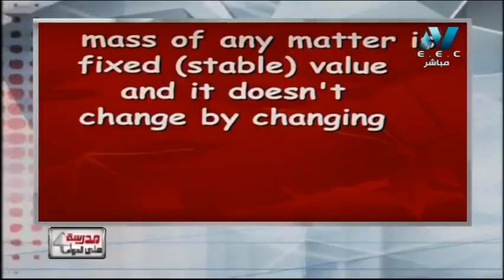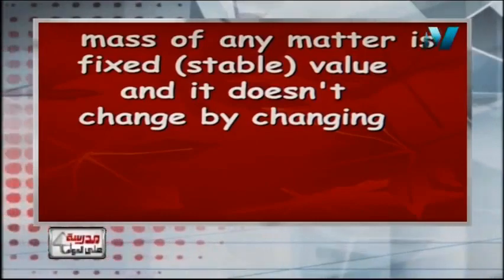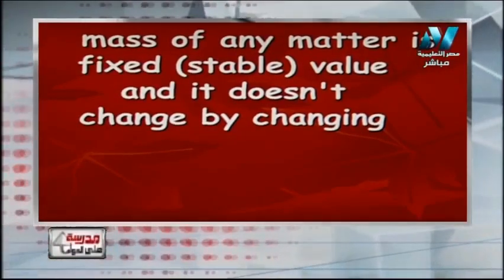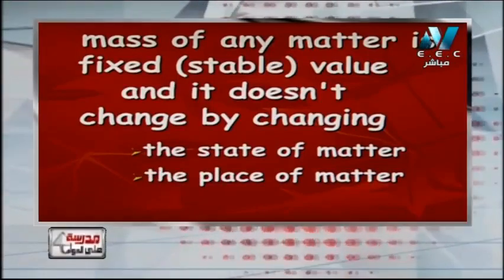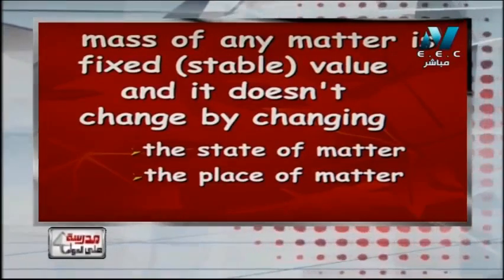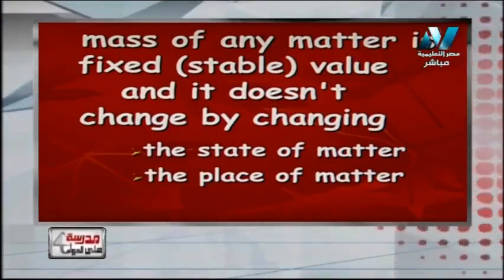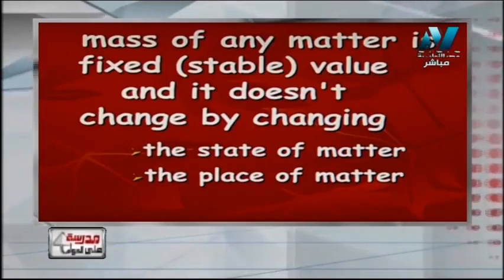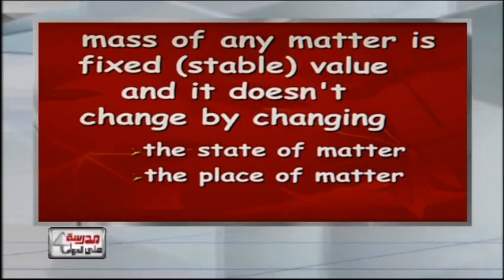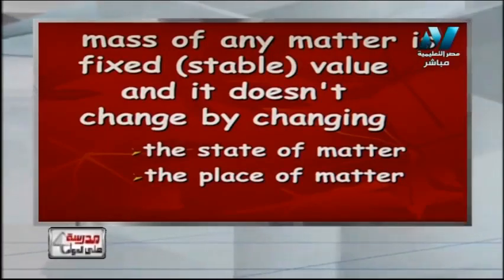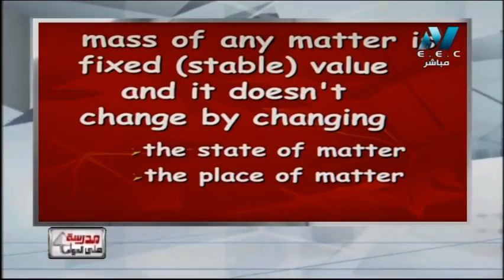Another property of mass: mass of any matter is fixed or stable or constant value and it doesn't change by changing the place or the state of matter. هنا ده بيلخص كل اللي قلته عن الماس. Mass of any matter، كتلة أي مادة، is fixed stable value and it doesn't change by changing the state of matter or the place of matter.